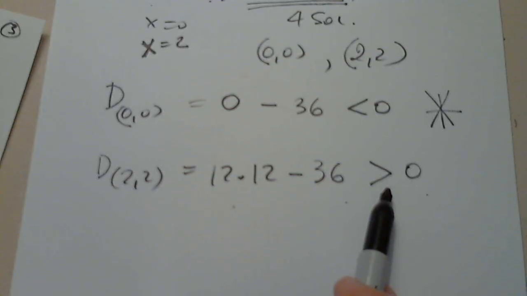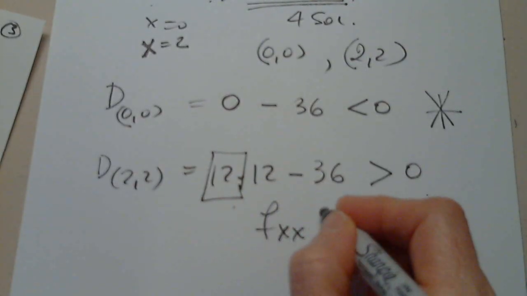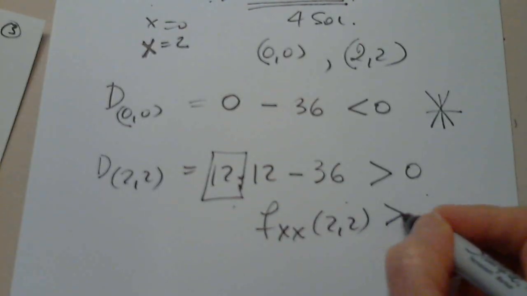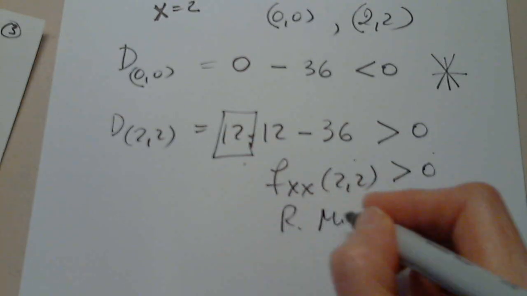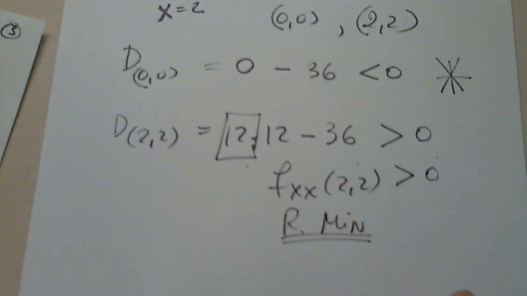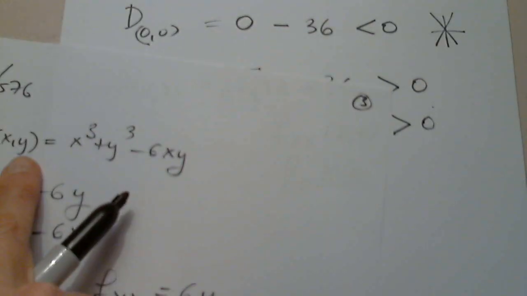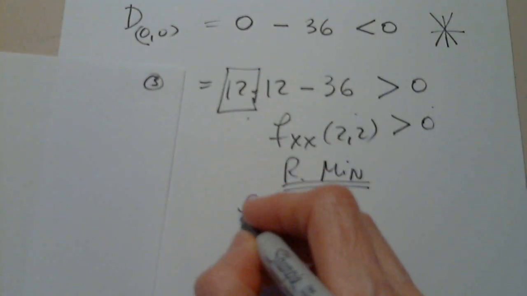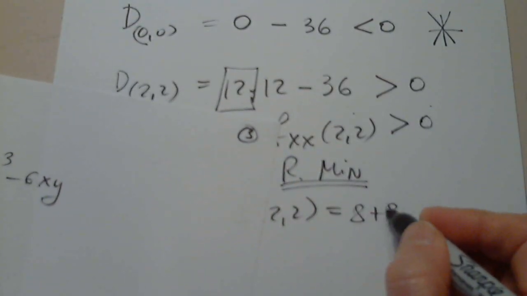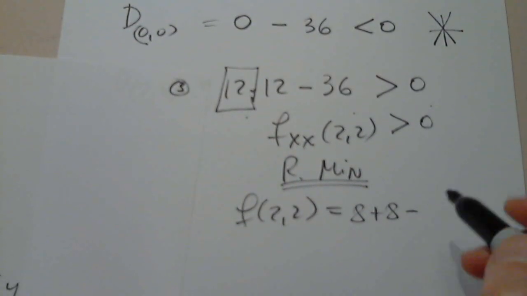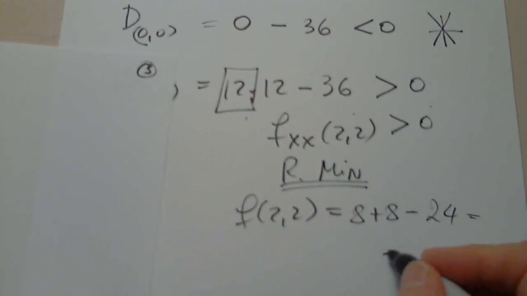So d is positive. Now I have to look at f_xx. And f_xx at 2, 2 is also positive. This is a typical situation for a relative minimum. Now, what is the relative minimum? I don't know. I have to plug it in. So the actual value is f of 2, 2. So I have 8 plus 8 minus 24. So this is negative 8.